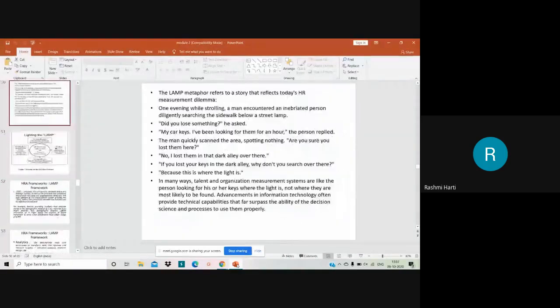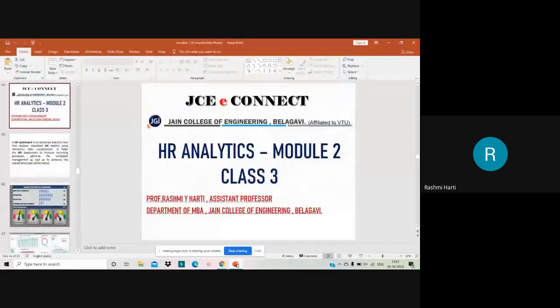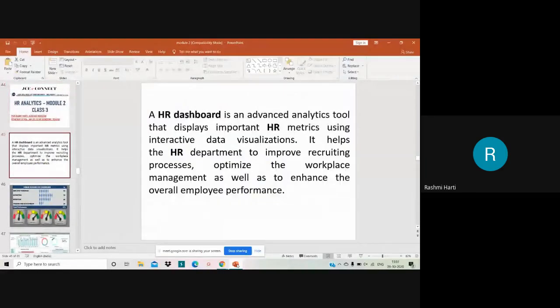Now coming on to the HR dashboard, it is nothing but an advanced analytical tool which displays important HR metrics using interactive data visualization. So it helps the HR department to improve all the functions or processes of the HR department. It may be recruitment, performance management, training and development, or optimizing the workforce. It may be planning the workforce for the day. All these functions can be easily visualized using the HR dashboard.